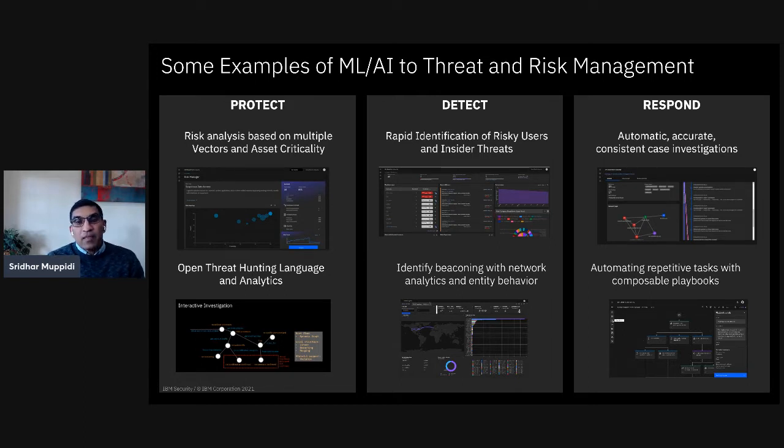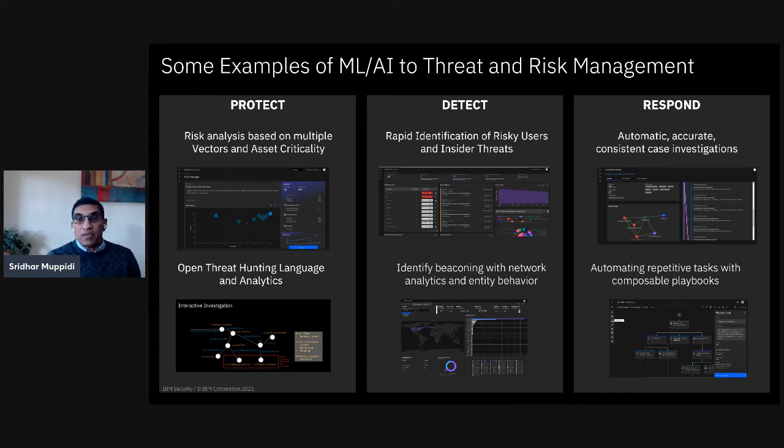The second aspect is the detection part. This is where we're using things like anomaly detection and behavioral analytics. I see this user coming in every day from 8 a.m. and leaving at 5 p.m., but I see a lot of traffic coming in at 6 a.m. in the morning, a lot more than what we've seen before. So you're looking at not just anomaly detection, but also behavioral analytics and entity analytics to understand a potential risky user.